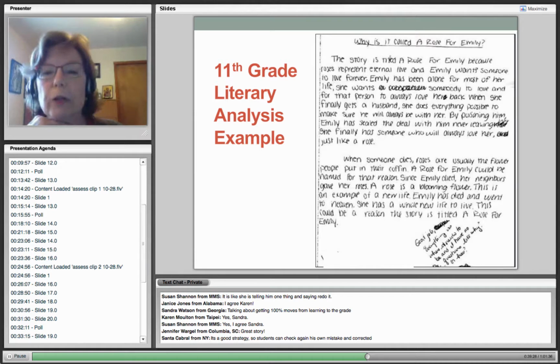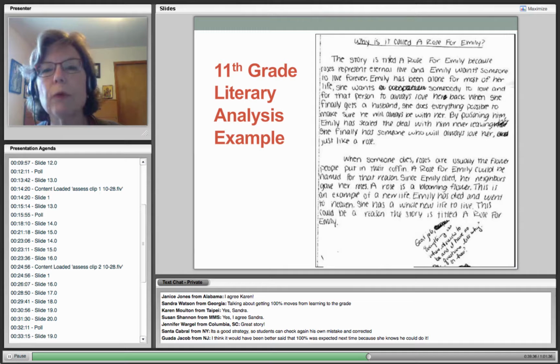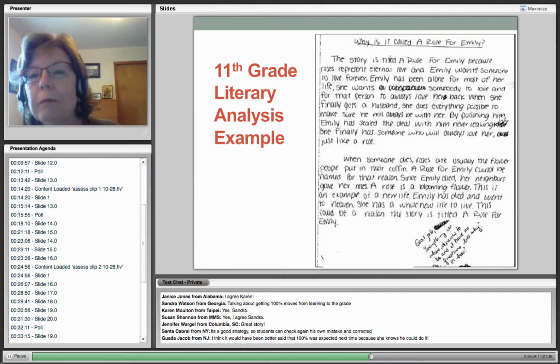So the first paragraph is the good part. Then she sort of starts to wander. The story is titled A Rose for Emily because roses represent eternal love, and Emily wants someone to love forever. Emily has been alone for most of her life. She wants somebody to love and for that person to always love her back. When she finally gets a husband, she does everything possible to make sure he will always be with her. By poisoning him, Emily has sealed the deal with him, never leaving. She finally has someone who will always love her just like a rose.